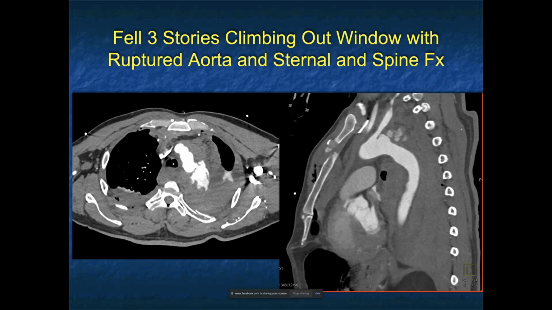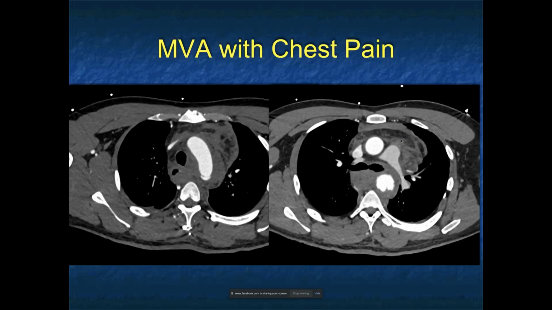And this patient had fallen out of 3 stories, so they were very lucky. You nicely see on this image the sternal fracture and the vascular injury. You can have vascular injury without sternal fractures, but most of the time you will have a sternal fracture, and if you see a sternal fracture, you better be looking really hard for vascular injury.